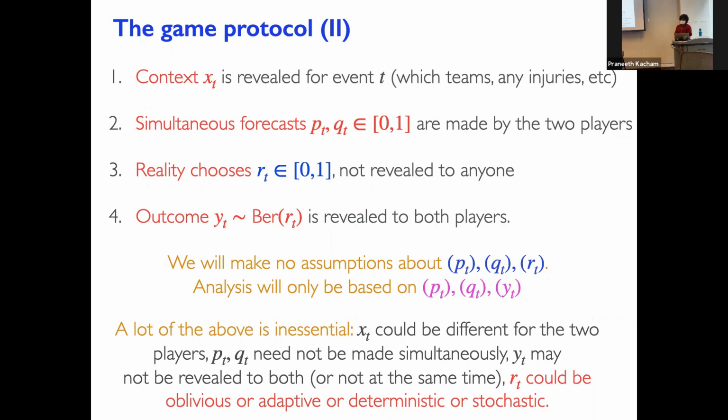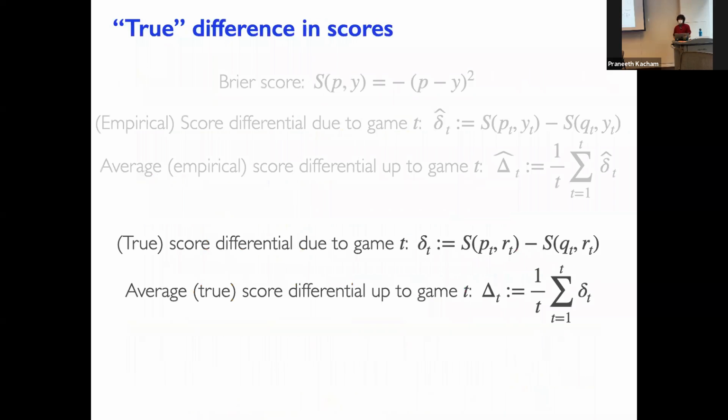Okay, so why does introducing RT help? RT helps because we can now define some kind of a target quantity. We can say, I don't know what reality is doing up there. Maybe reality is adversarial. Maybe reality is stochastic. I don't know what reality is doing up there. But what I should be trying to compare the two players on is the score differential of PT with RT and QT with RT.